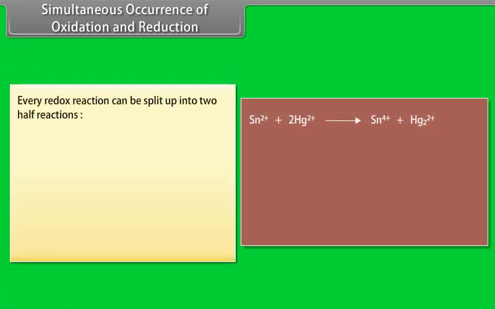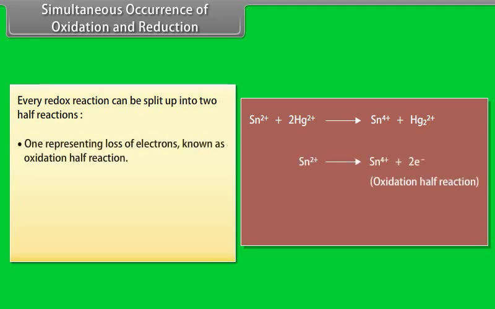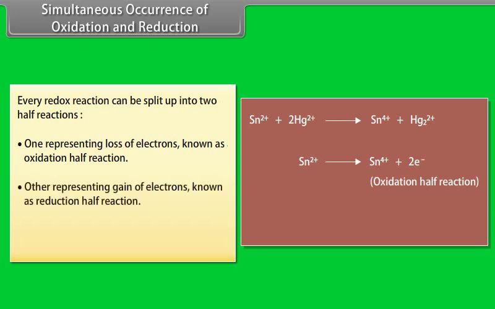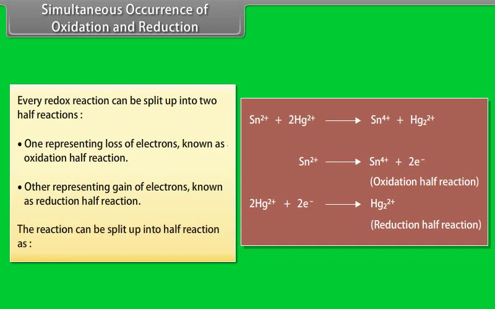Every redox reaction can be split up into two half reactions. One representing loss of electrons, known as oxidation half reaction. Other representing gain of electrons, known as reduction half reaction. The reaction can be split up into half reactions as Sn2 plus gives rise to Sn4 plus plus 2 electrons. This equation is the oxidation half reaction. And 2Hg2 plus plus 2 electrons gives rise to Hg2 2 plus. This equation is the reduction half reaction.